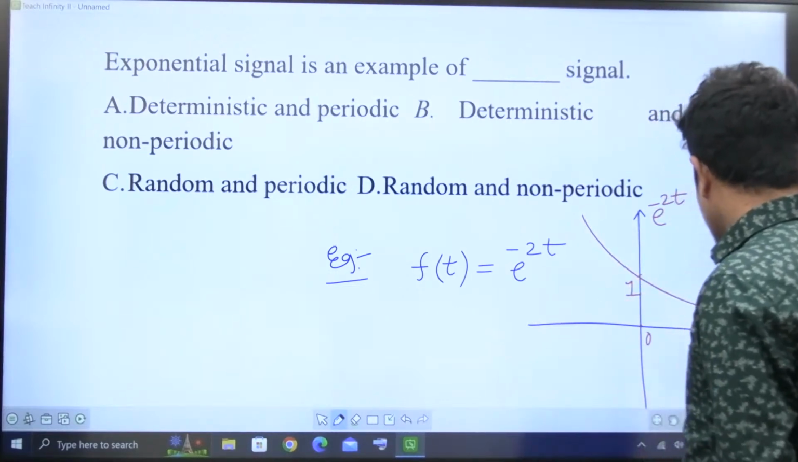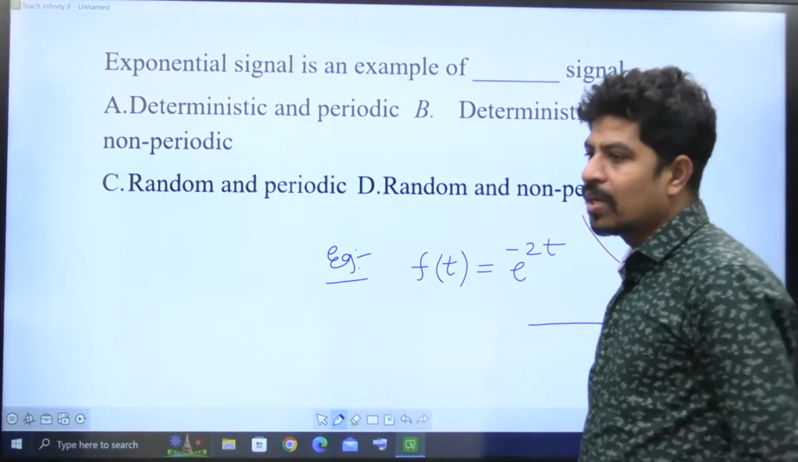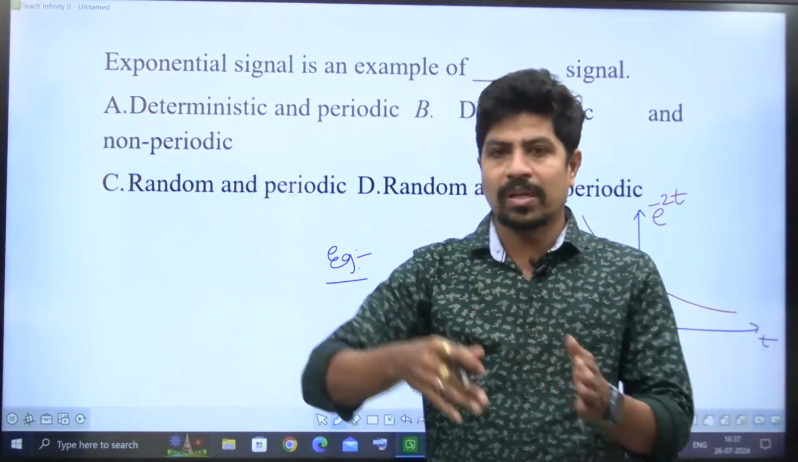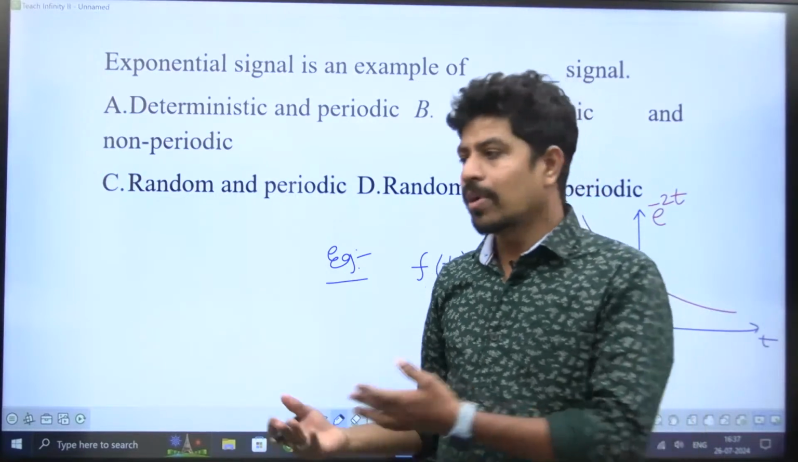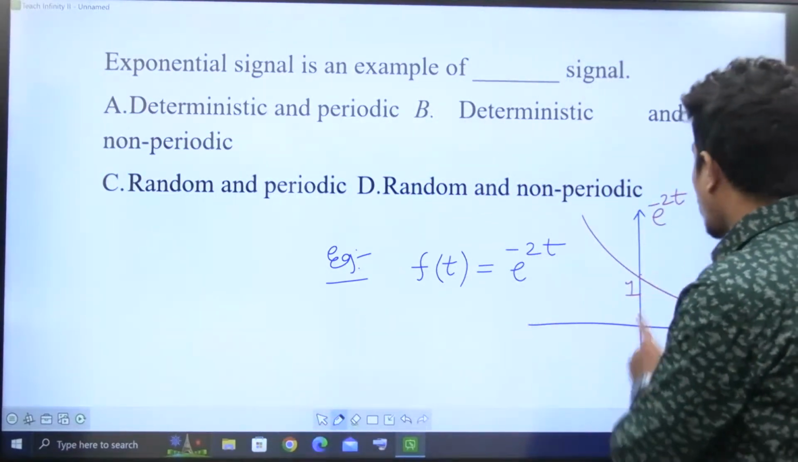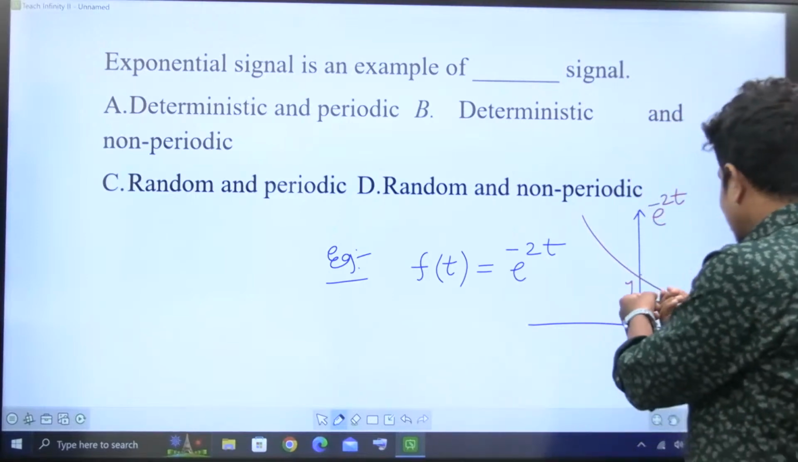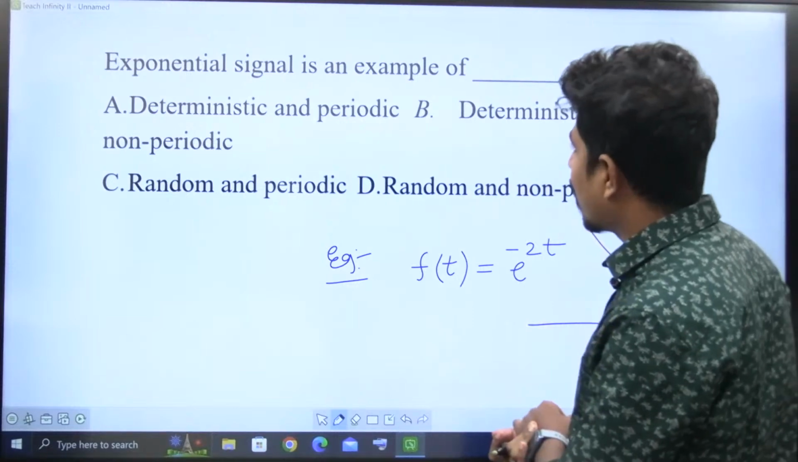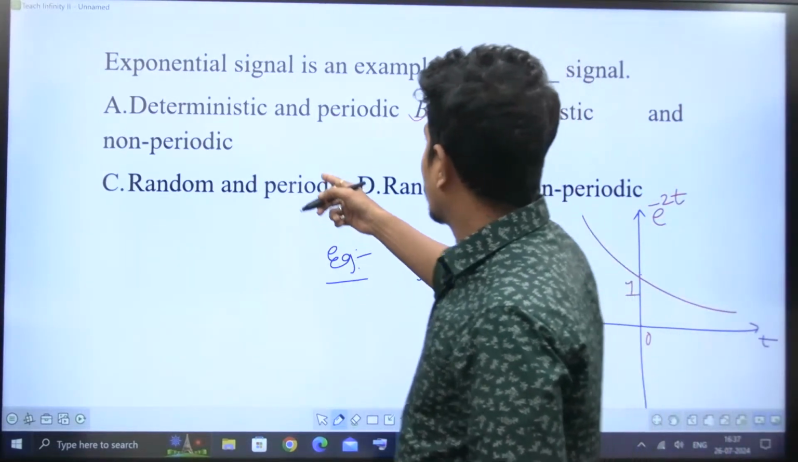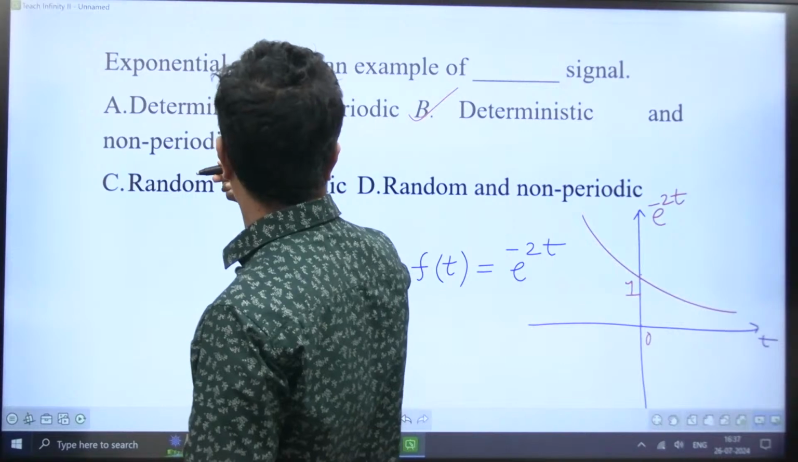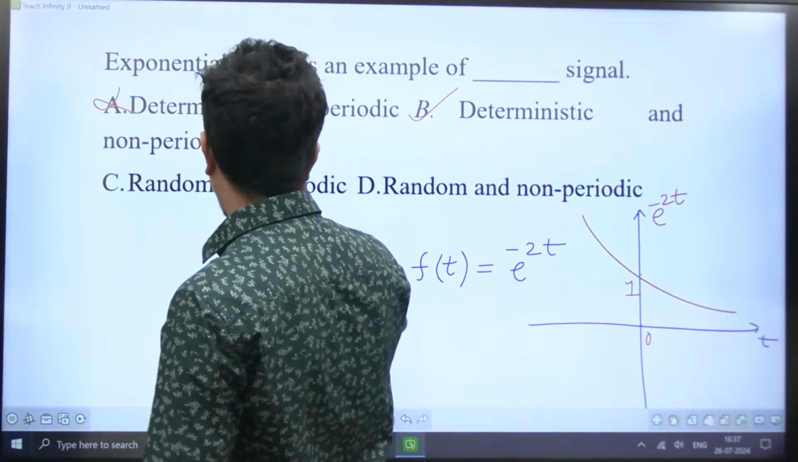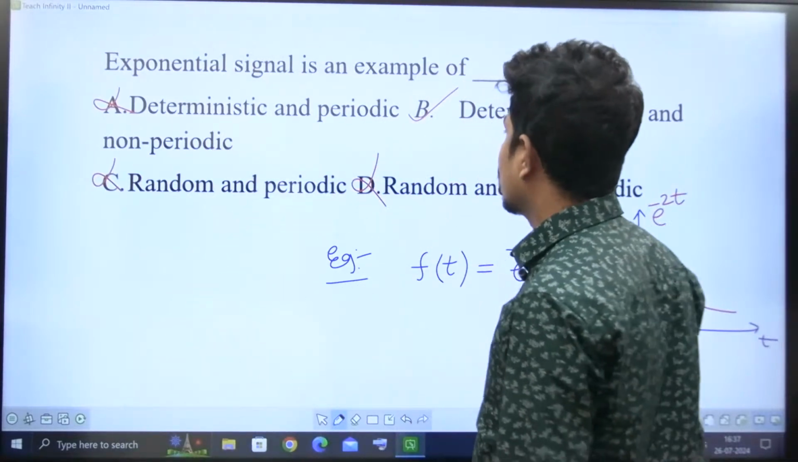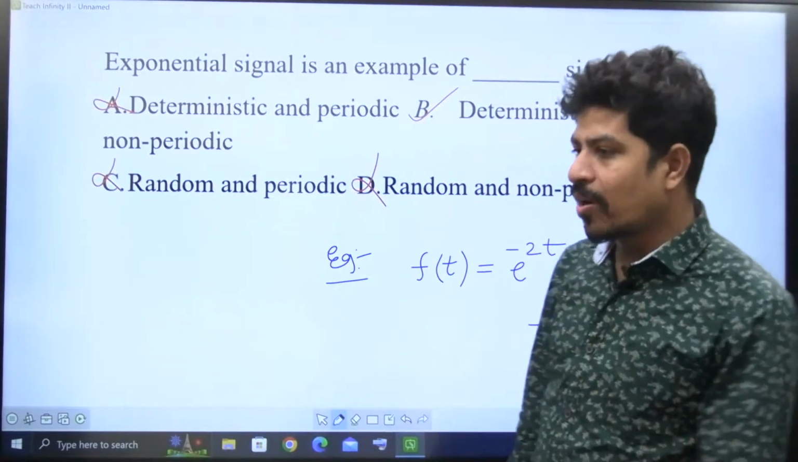Tell me, if you look at this, is it periodic? What does it mean by a periodic signal? A signal which is repeating after a particular interval of time is called periodic, but this is not repeating at all. Therefore, it is non-periodic. And it is possible for us to get the magnitude at each and every point. Therefore, it is deterministic and non-periodic. Deterministic and periodic, no. Random and periodic, first of all it is not random, it is deterministic. Random and non-periodic, no. So it is deterministic and non-periodic.